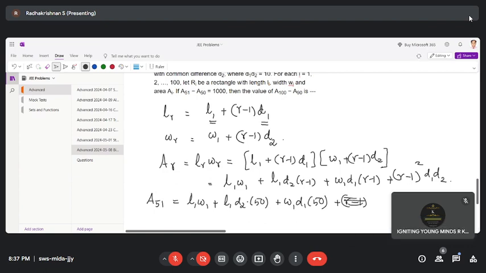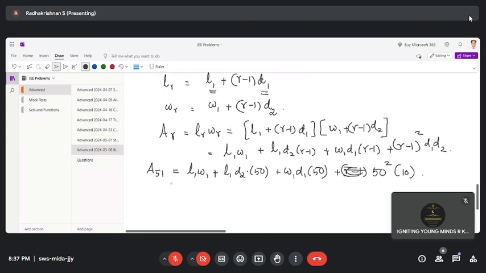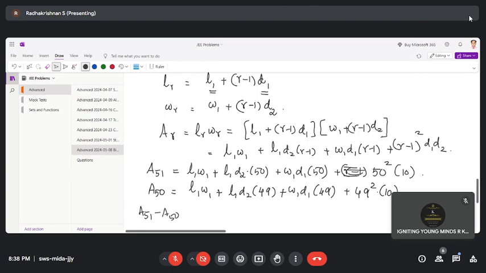No, R is known now. And D1, D2 is also given. D1, D2 is also given as 10. Okay. இது எப்படி இருக்கட்டும். So what is A50? So, and it's given that the difference is 1000. Yeah. Now this term will go away.